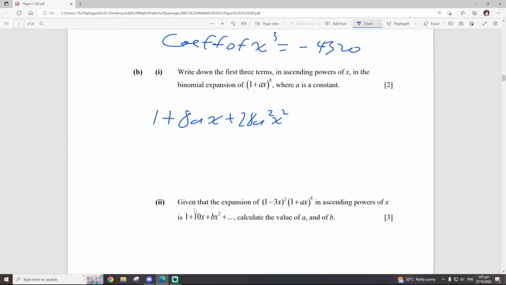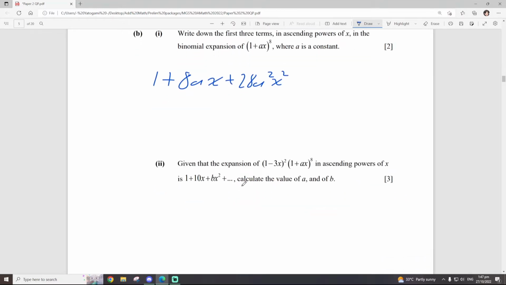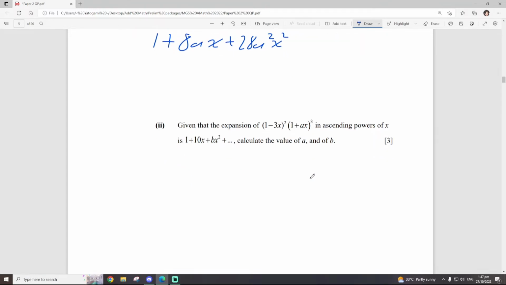And 1 we don't need to worry about because 1 to the power of anything is just 1. Given that this binomial expansion is this, find the value of a and b. Okay, so let's expand 1 minus 3x squared actually. So I'll get 1 minus 6x plus 9x squared times 1 plus 8ax plus 28ax squared.